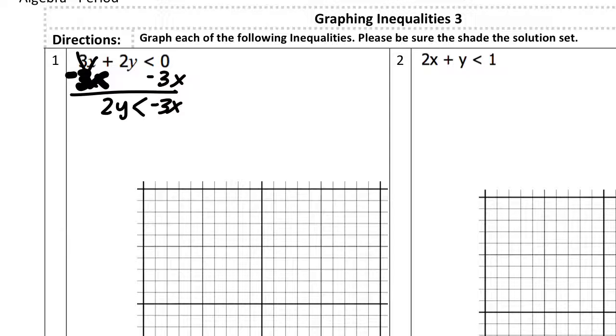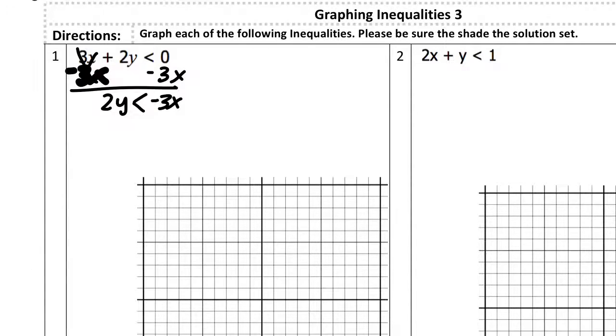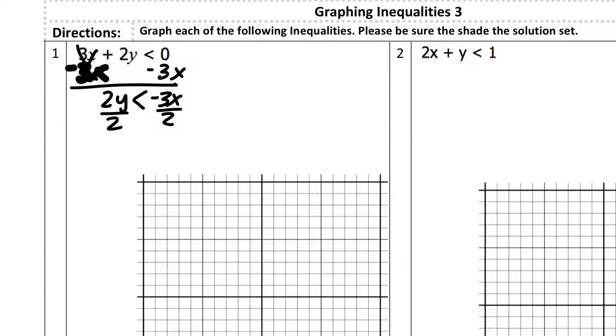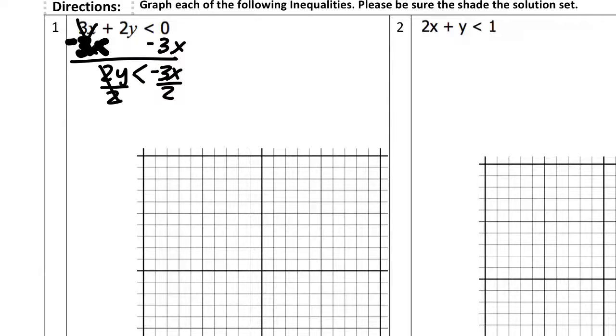At this point, the only thing I have left to do to get rid of that 2 is to divide both sides by 2. So I'm going to divide here by 2 and divide here by 2. That cancels out that 2. I bring down y is less than negative 3/2 x.